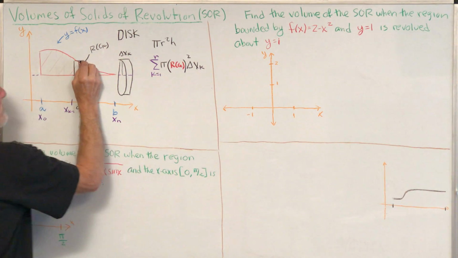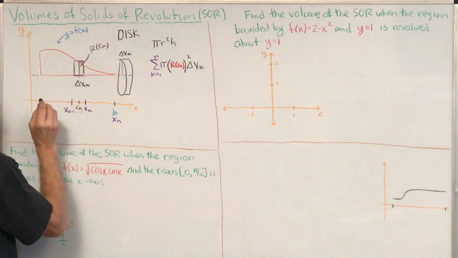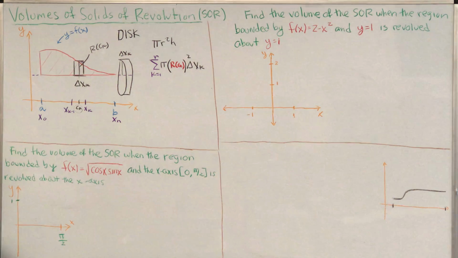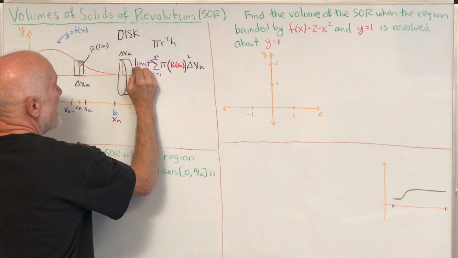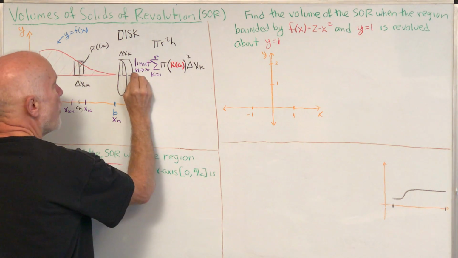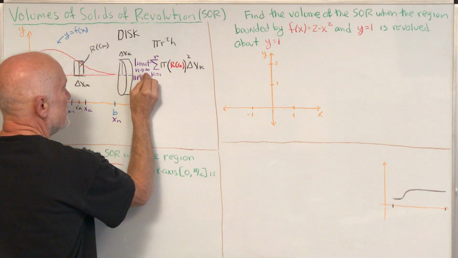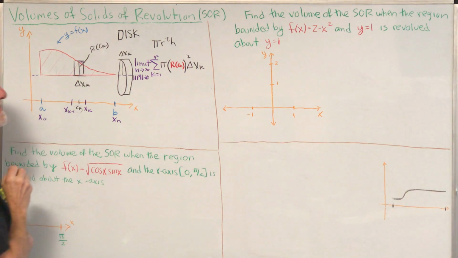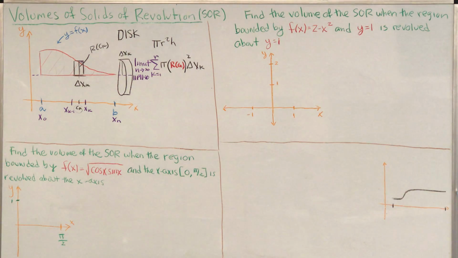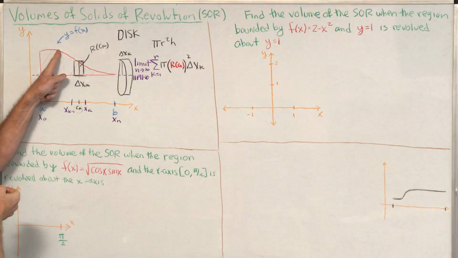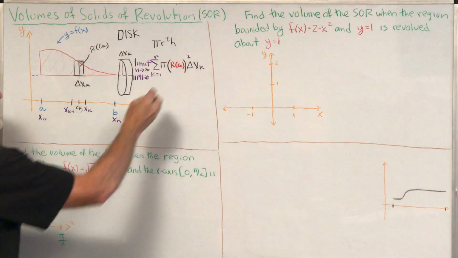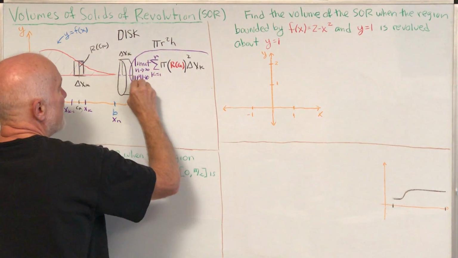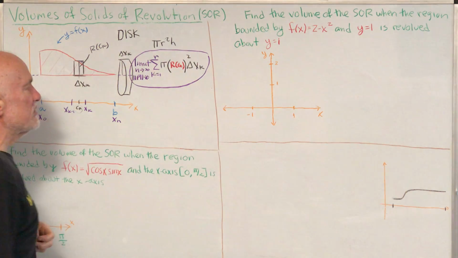But again, because of that little bit of area in there, you're going to have an error. So to avoid that error, like before, we're going to take the limit as n approaches infinity, or as the norm of the partition approaches 0. And then these disks are going to be so thin that there's going to be no error, and this is perfectly going to give us the volume that we're looking for of this solid of revolution.